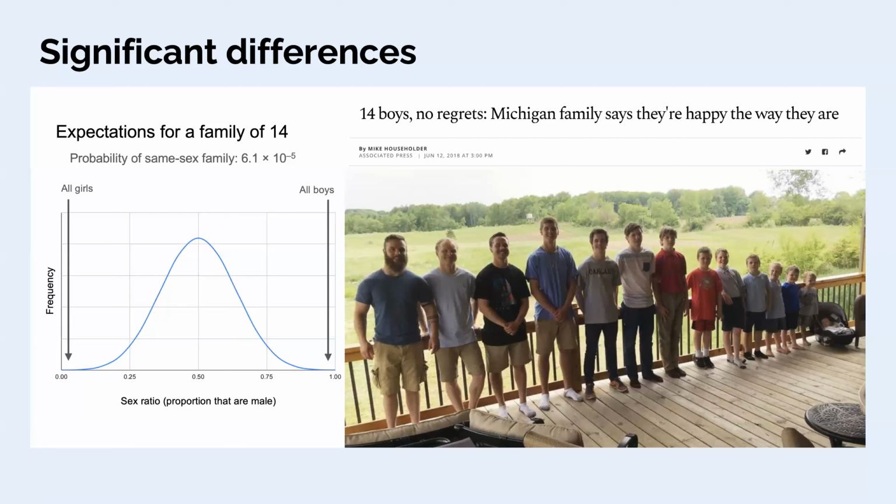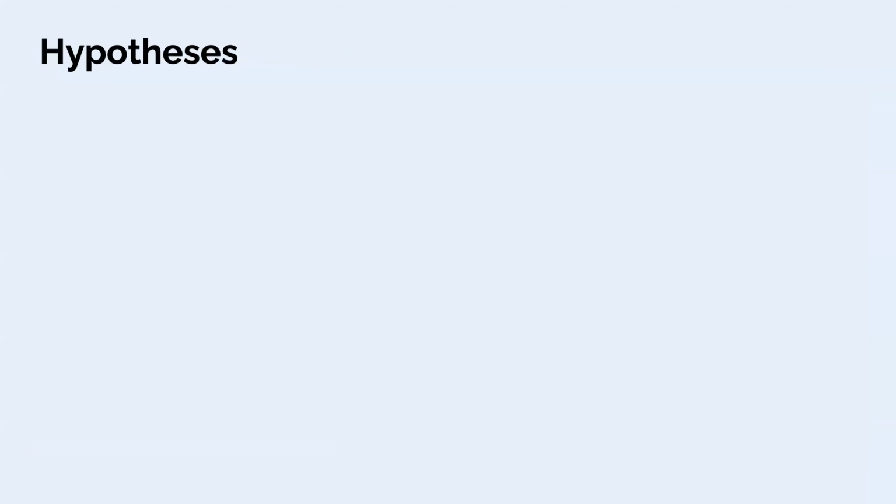And so if you observe this in your data, you might say, well, maybe my prediction of 50% boys and 50% girls, maybe that doesn't hold up for this family. And so that might cause you to look for another explanation. So one such test we can do is the chi-squared test to see if our predictions are consistent with expectations. We'll come back to this family toward the end.